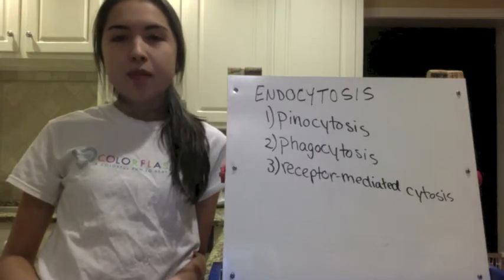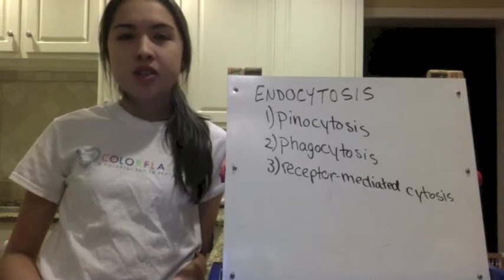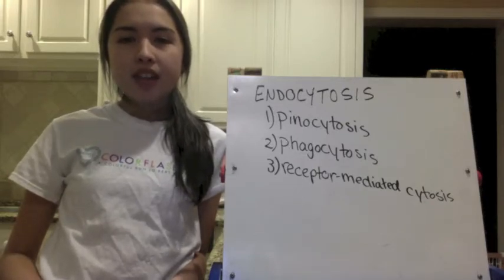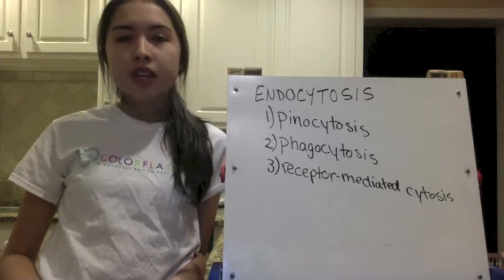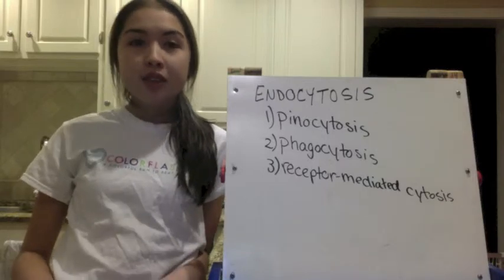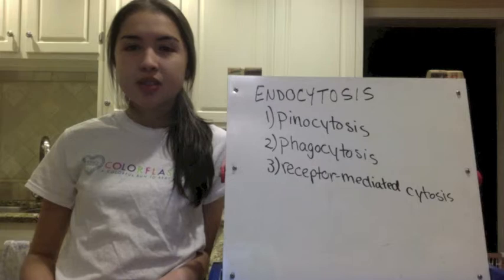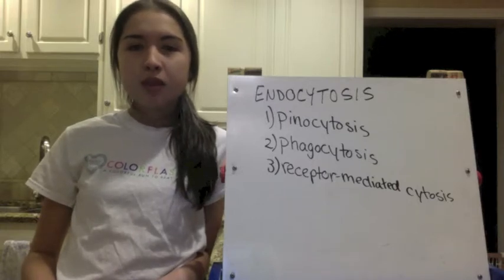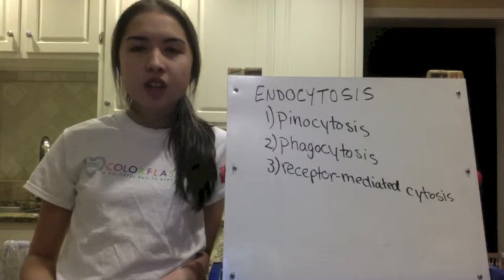The second type is phagocytosis. And phagocytosis is also known as cell eating. And this is the process in which a cell engulfs a solid particle to form an internal vesicle known as a phagosome. The third type of endocytosis is receptor-mediated endocytosis. And this is when specific molecules are ingested into the cell, and this is a result from a receptor-ligand interaction.